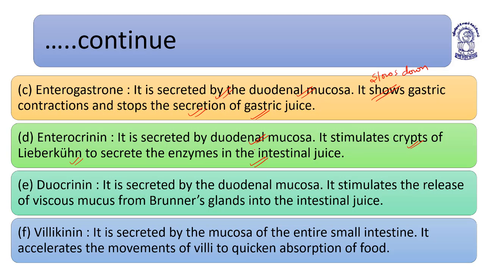Villikinin is secreted by the mucosa of the entire small intestine. It accelerates the movements of villi to quicken absorption of food. So villikinin helps to increase the rate of absorption, because it accelerates the movements of villi, thereby increasing the surface area for absorption. So the hormones are cholecystokinin, pancreozymin, enterogastrone, enterocrinin, duocrinin, villikinin, and secretin. Please remember the functions and the names of these hormones.